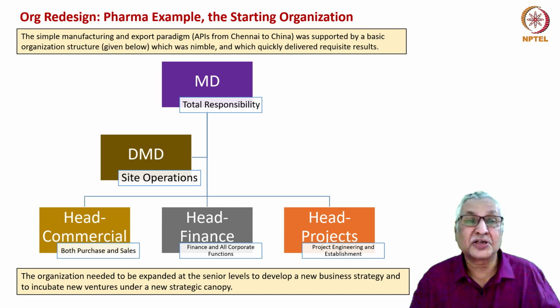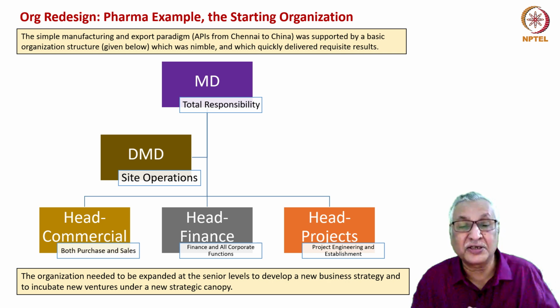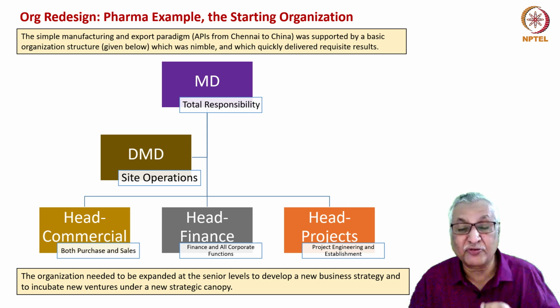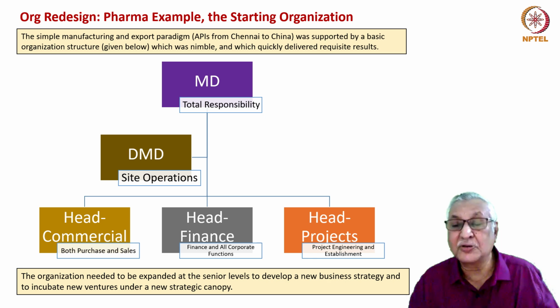The organization structure in the beginning was very simple. MD had total responsibility for the company. There was a deputy managing director well versed in API technology. He was looking after the site operations at the API plant in Chennai. There were only three heads, one for commercial, covering both purchase and sales, one for finance and all other corporate functions, and one for projects, including project engineering and establishment.